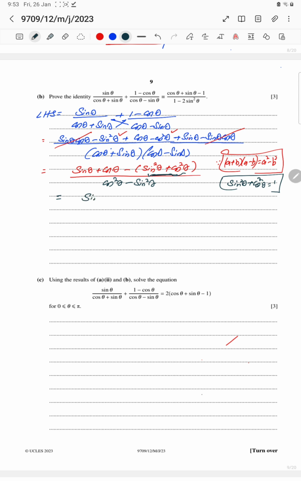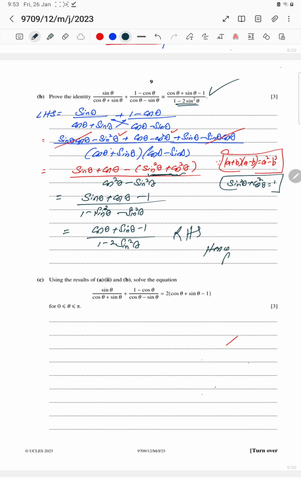So we write sine theta plus cos theta minus 1 over, and as in the proof you can see in the numerator we got it. We just need sine terms. So cos square will be 1 minus sine square theta, and minus sine square theta is here already. So we'll get, we write according to the proof, cos theta first plus sine theta minus 1 over 1 minus 2 sine square theta. That's your right hand side, hence proved. I hope you got it.